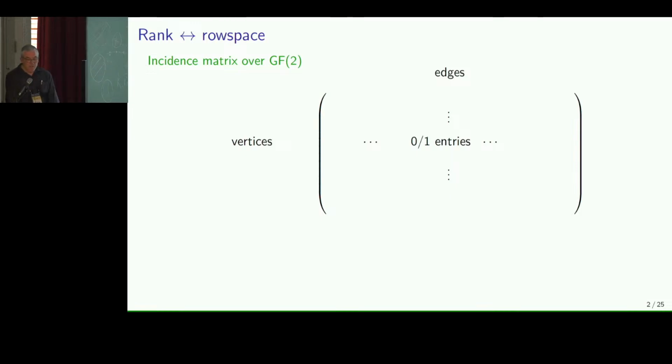The first one, the starting point, is the relationship between the rank of an incidence matrix over GF2 and its row space. So an incidence matrix of a graph as our starting point has rows indexed by vertices, columns indexed by edges. The entries are 0 or 1, and they just indicate whether a given vertex is incident with a given edge.